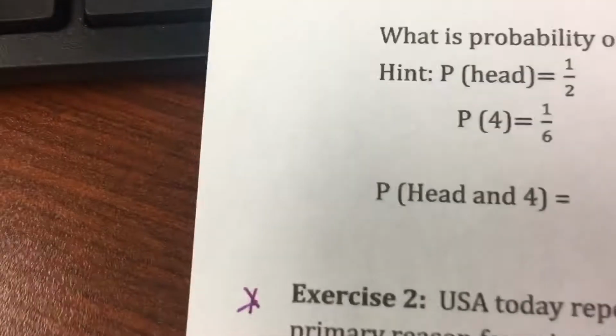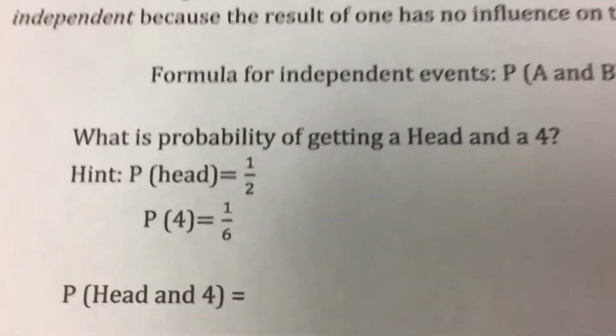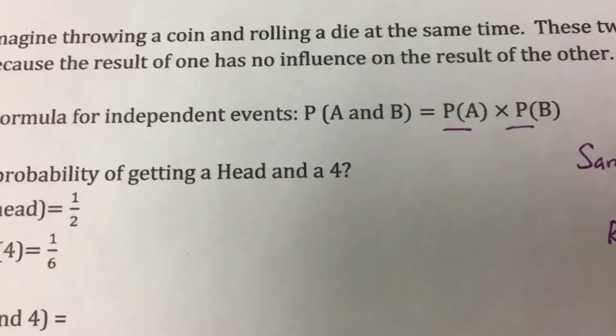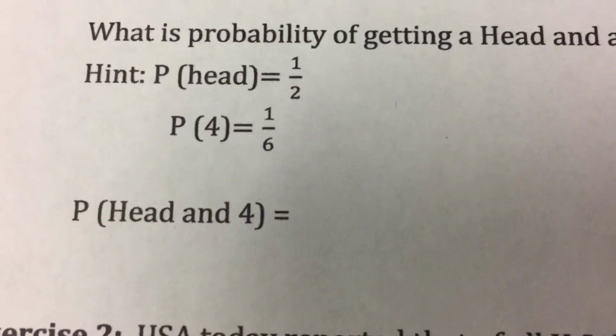But what I want you to do is write out your formula. Write what's the probability of heads, write that fraction down, times what's the probability of getting the 4, write that fraction down and multiply it using your calculator.